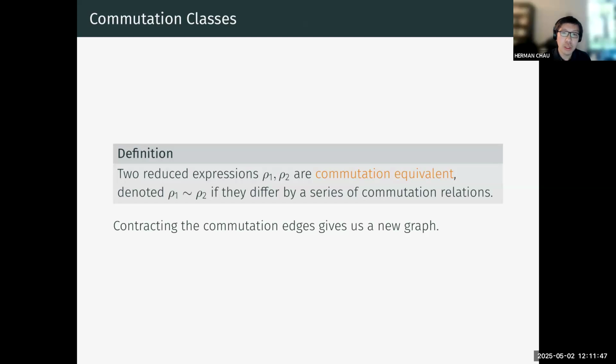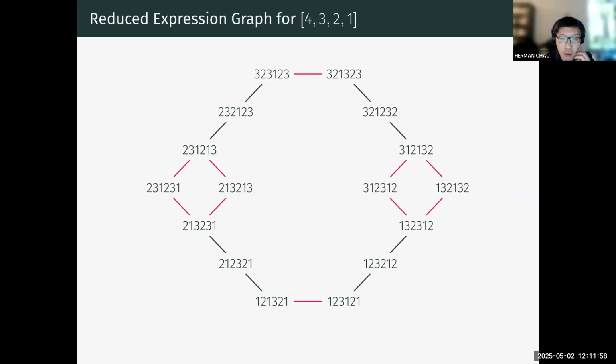We'll say that two reduced expressions, row 1 and row 2, are commutation equivalent if they differ just by a series of commutation relations. So if I go back to this graph, the two reduced expressions on the bottom, 1, 2, 1, 3, 2, 1, and 1, 2, 3, 1, 2, 1, are commutation equivalent. Everything in the red diamond on the left is also commutation equivalent. Same with the red diamond on the right. And then same with the two reduced words on the top.